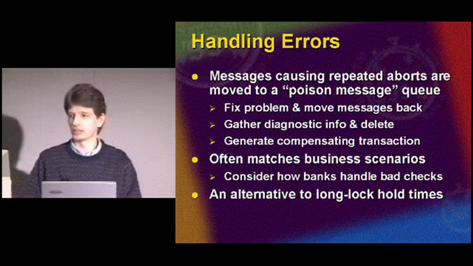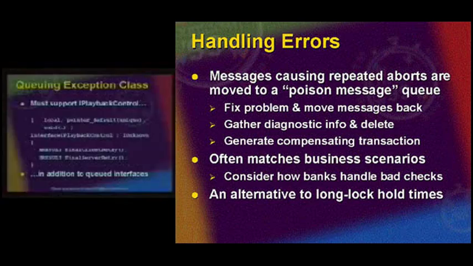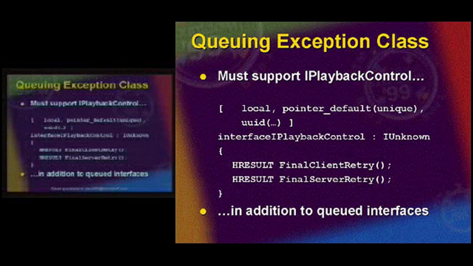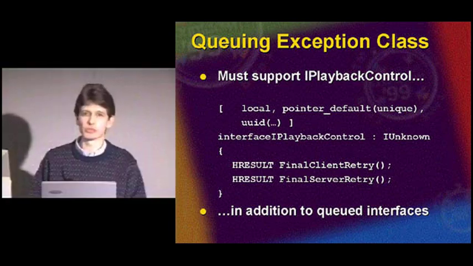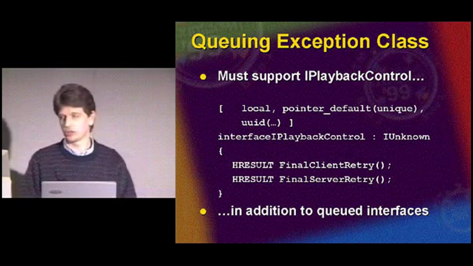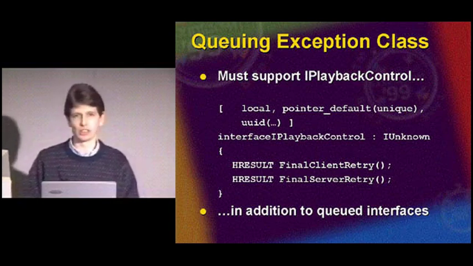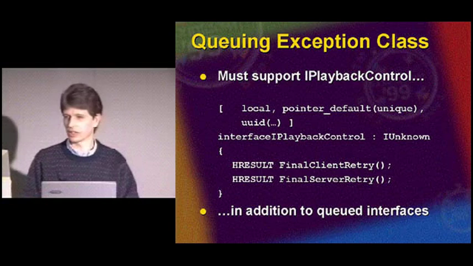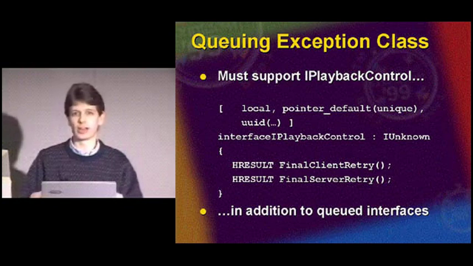So how do we actually get this error handling to happen? A component installed in a COM+ application has a queuing exception class attribute. And if you look in the component services snap-in for the components, you'll see a tab which is marked advanced, I think, or something like that, which has in there queuing exception class. In there you can specify the name of an exception, the name of an object to execute when an exception occurs. And that object must support the IPlayback control interface.